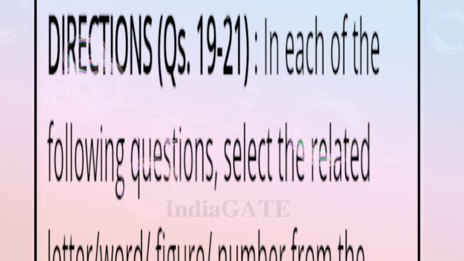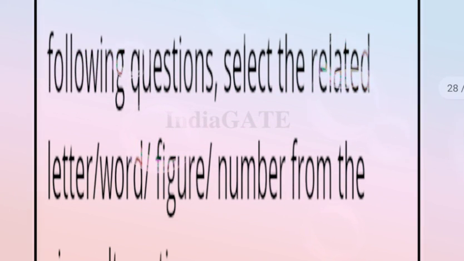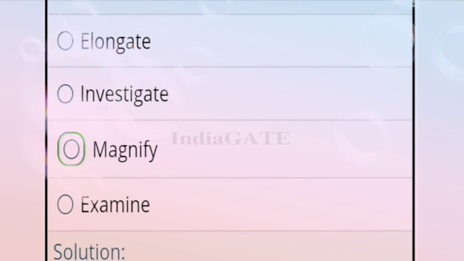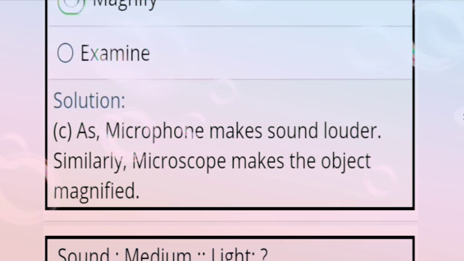Questions 19 to 21. In each of the following questions, select a related letter, word, figure, number from the given alternatives. The right option is option C, that is magnify. And how? Here a microphone makes sound louder, and similarly we say that a microscope makes the object magnified.